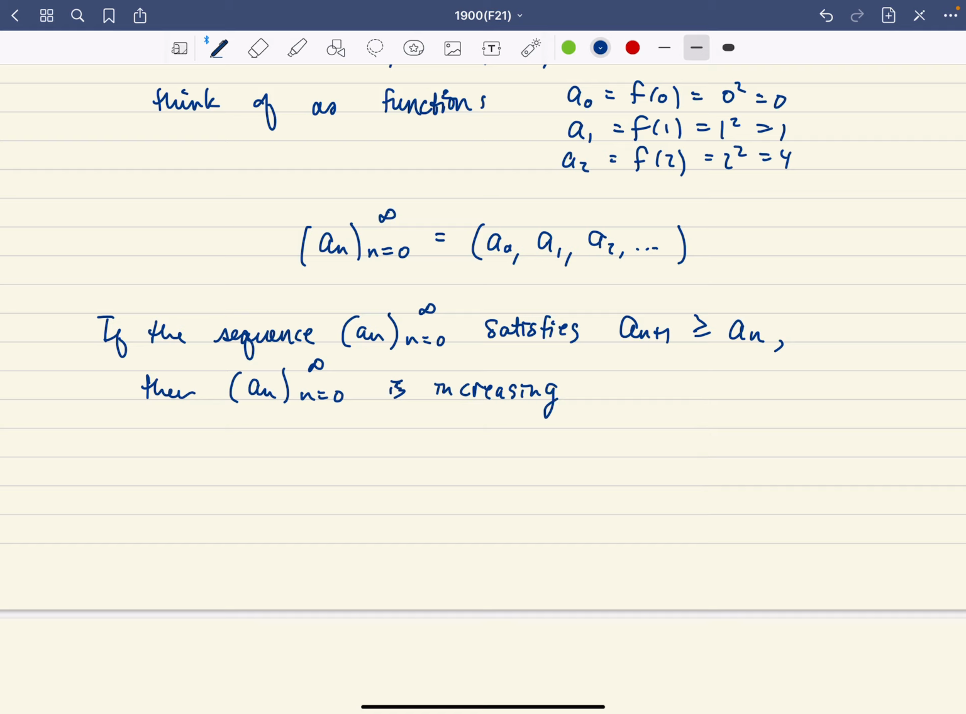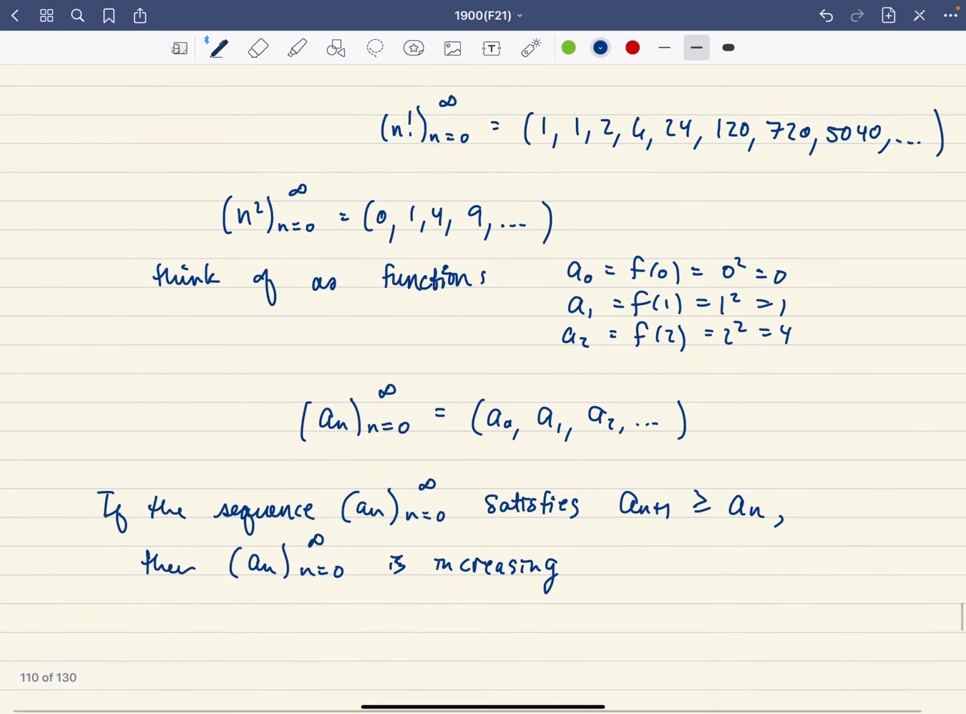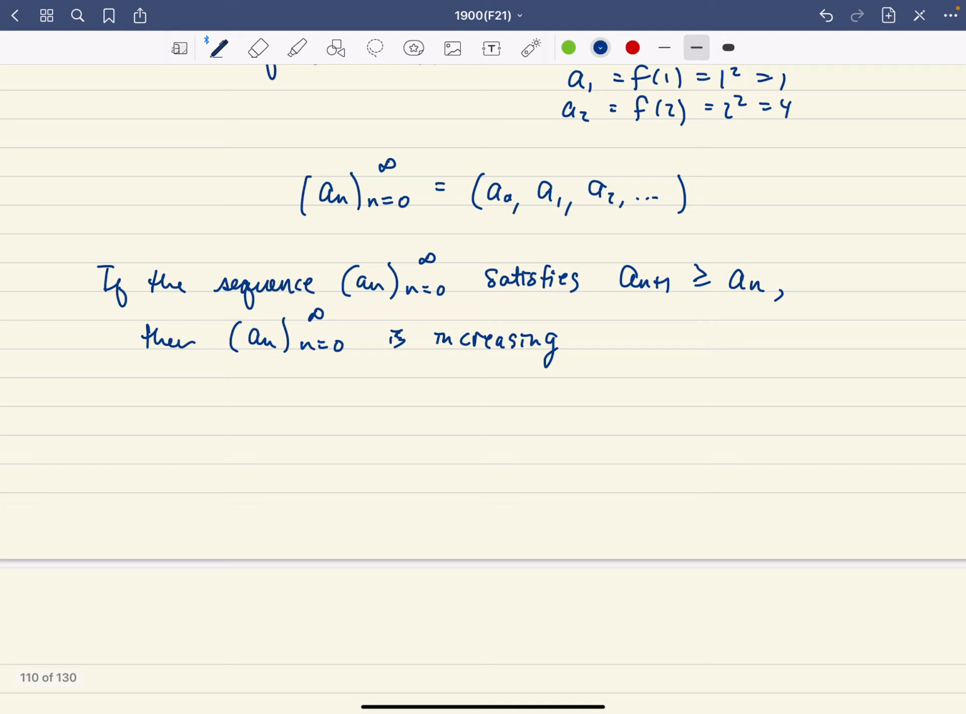Okay, so that's what an increasing sequence is. For example, the squares and the factorials are all increasing. Right? We go 0, 1, 4, 9, 16, and so on. Every time we get a new value in the sequence, it's larger than the previous values. Okay, so that's a sequence that's increasing.